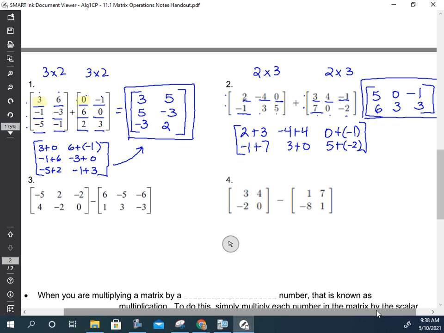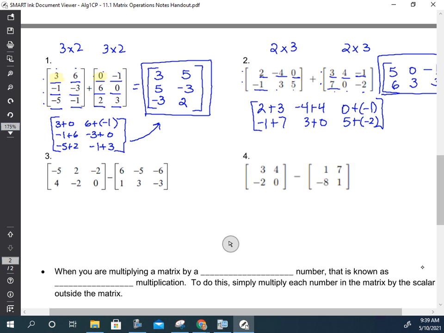All right, then let's do the same thing with subtraction. Subtraction follows the exact same rules. As long as the dimensions are the same, then we can go ahead and subtract. So, 2 rows, 3 columns, 2 by 3. 2 rows, 3 columns, 2 by 3. So we can go ahead and subtract.